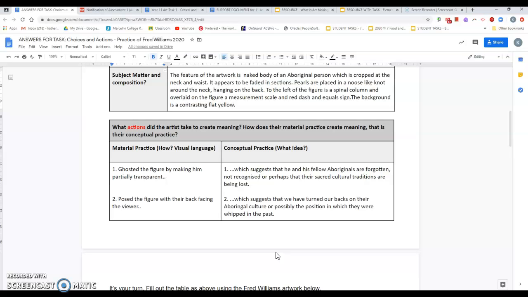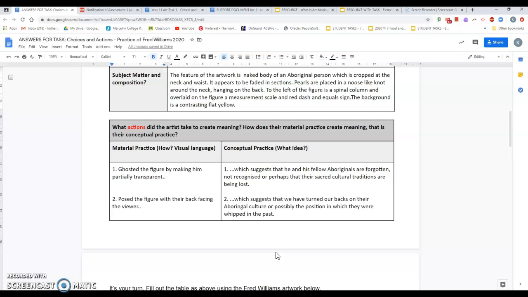That is the physical action that they've done on their artwork to create what idea. This suggests that he and his fellow Aboriginals are forgotten, not recognised, or perhaps that their sacred cultural rituals are being lost. So on the left we have the technique or the visual language. On the right we have the idea it creates.